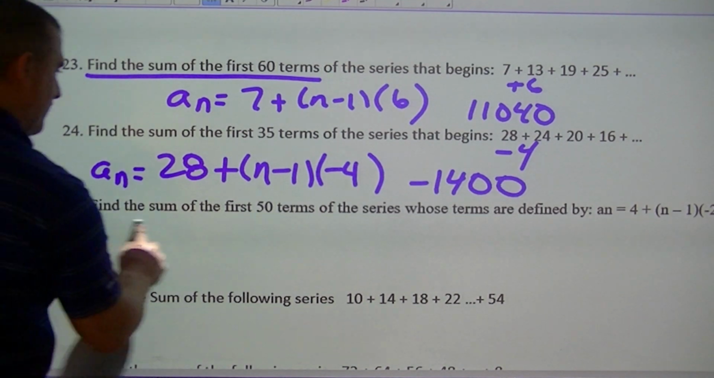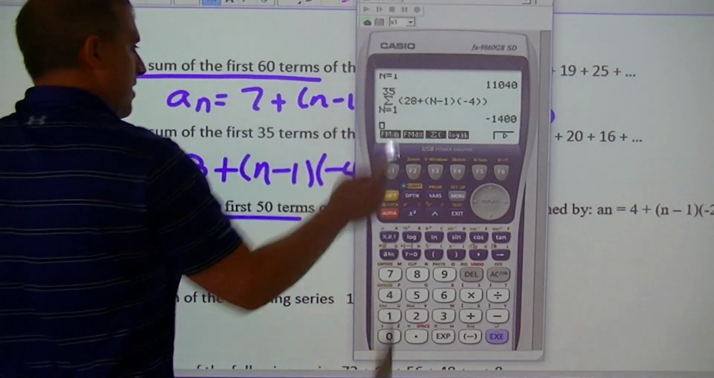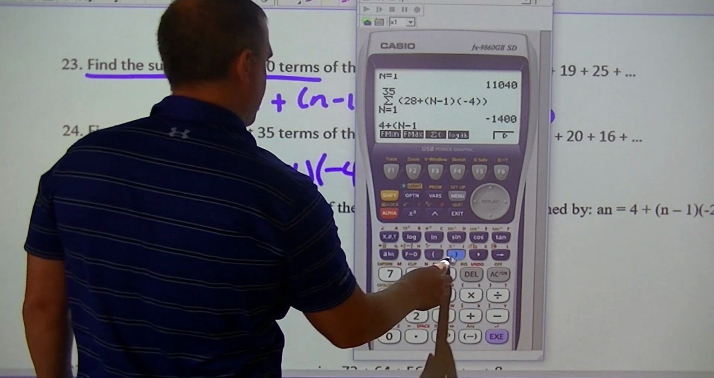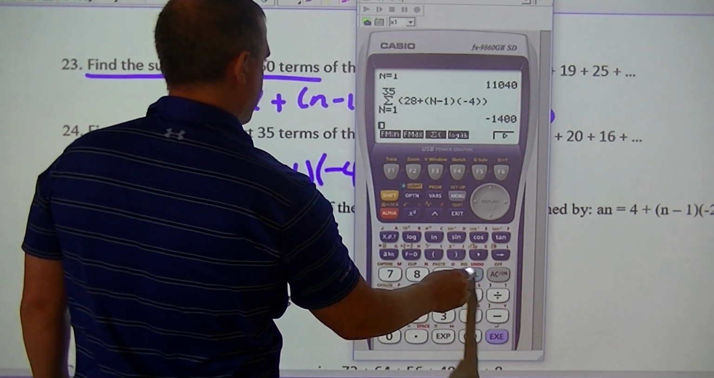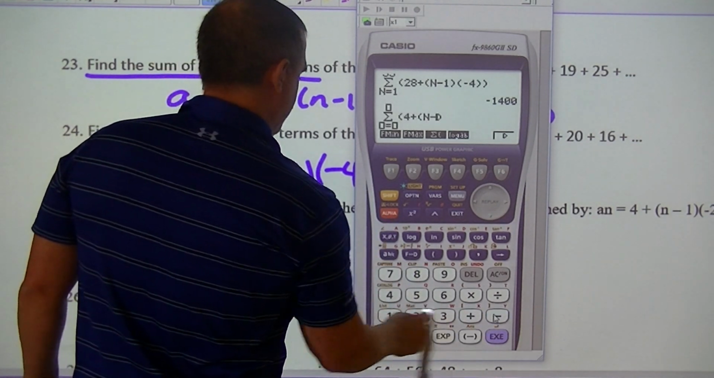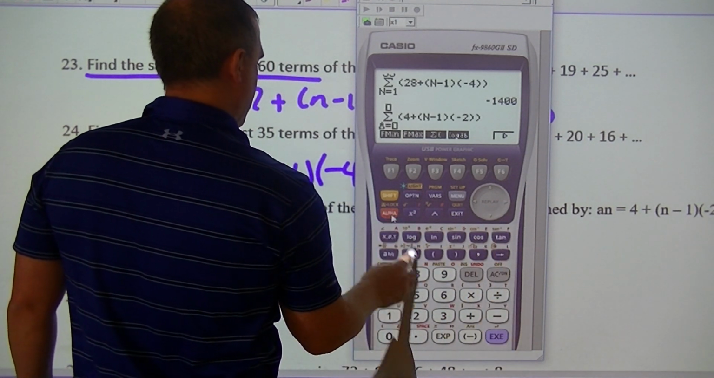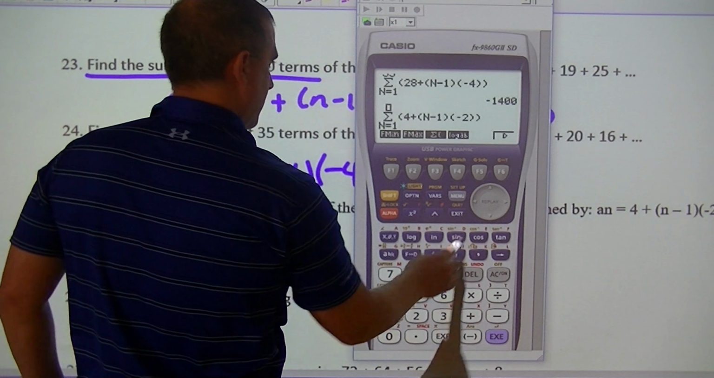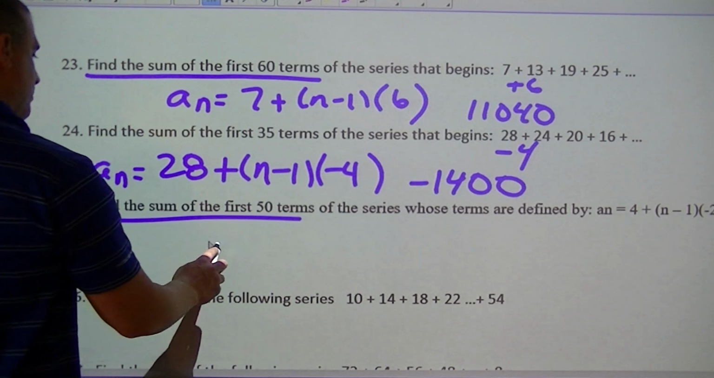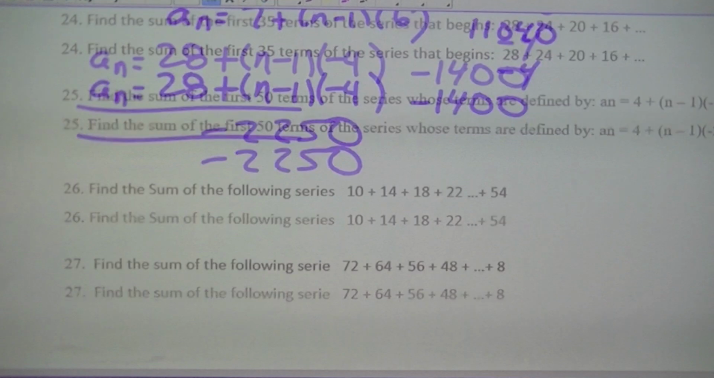Find the sum of the first 50. Now what's nice is they made the formula for me. So this is even an easier problem than before. Oh, oops, I forgot the sigma. 4 plus alpha n minus 1, -2, close them, alpha n, 1, and then they want 50 terms. So -2250. Now we're going to move into probably the most challenging problems.